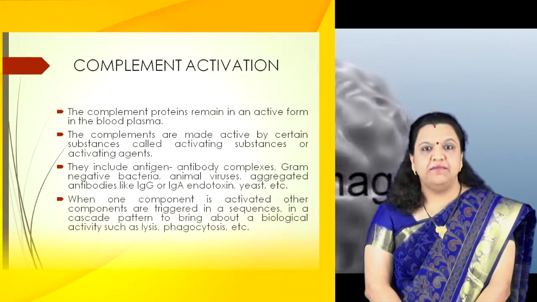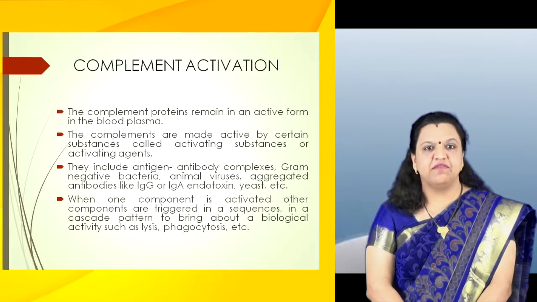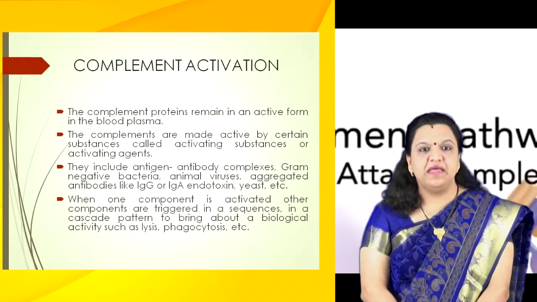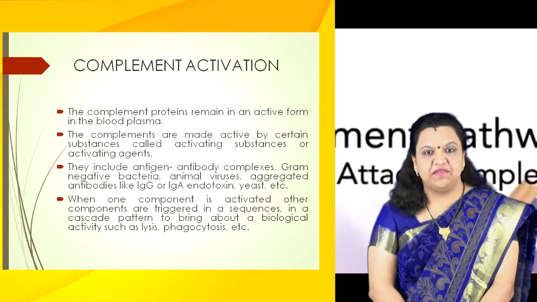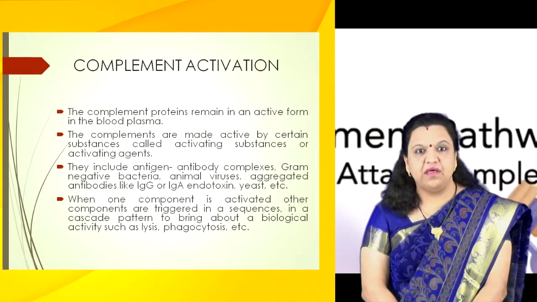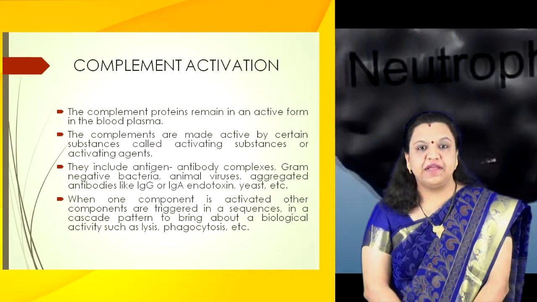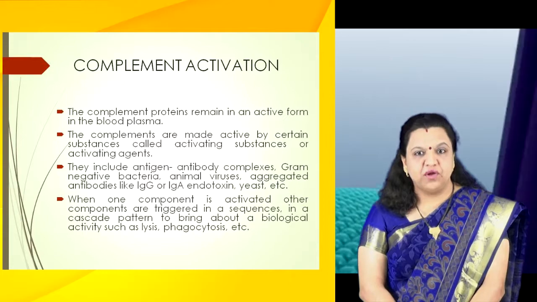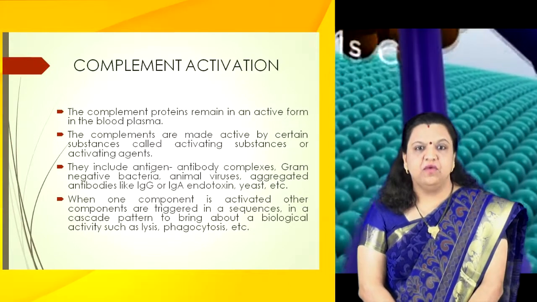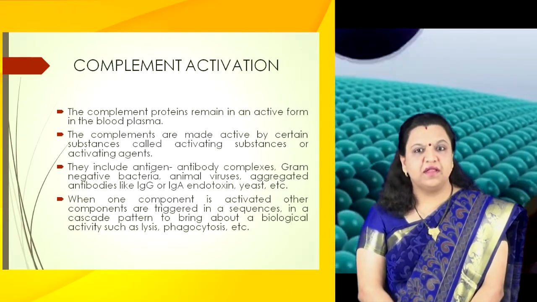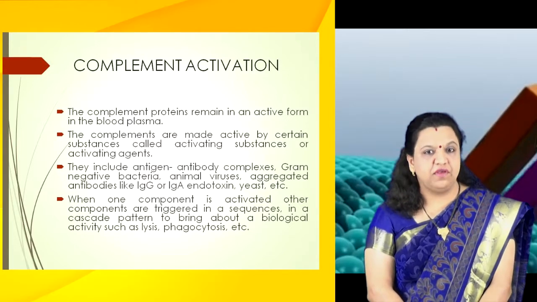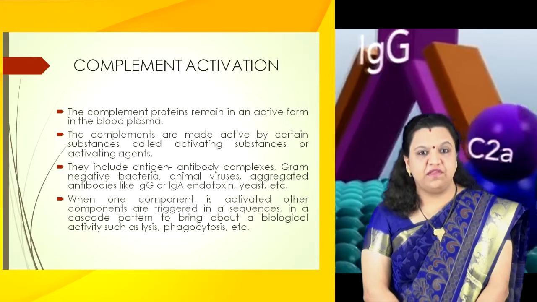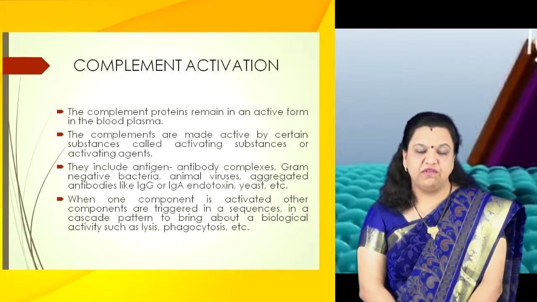The complement proteins are made active by certain substances called activating substances or activating agents. They include antigen-antibody complexes, gram-negative bacteria, animal viruses, aggregated antibodies like IgG or IgA, endotoxins, yeast, etc. When one component is activated, other components are triggered in a sequence, in a cascade pattern, to bring about a biological activity such as lysis, phagocytosis, etc.